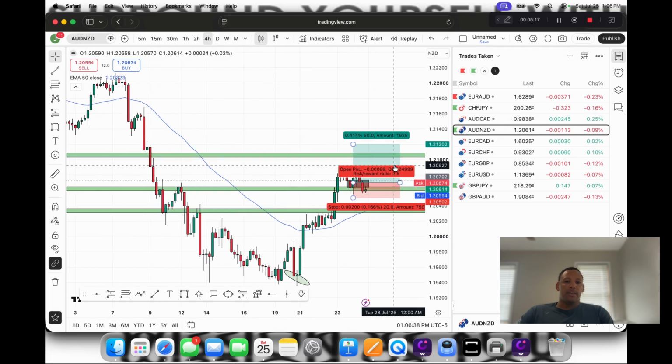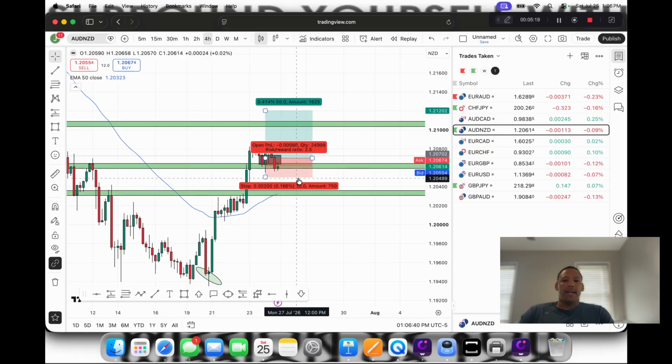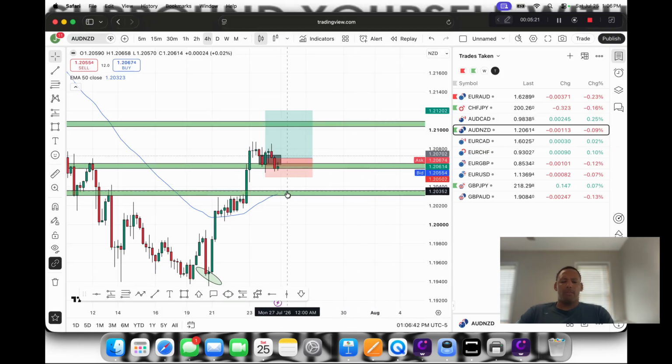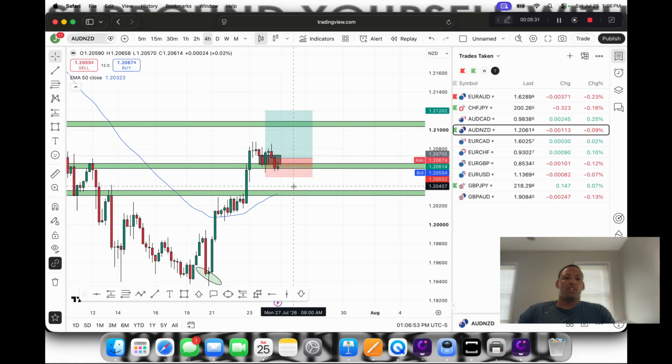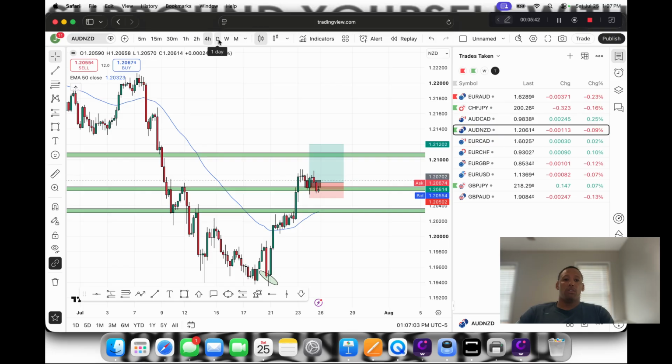AUD NZD. Now this one, I got in on Thursday night, Friday, whichever one. This one I would still be holding, but I know that I wasn't in enough profit to hold over the weekend to allow for the spread. So I was going to get stopped out by the spread either way. So I just closed it right here, and then I'll look to re-enter. So I just took a small loss. But I'm still bullish on this trade, which is, let me change that to red. I'm still bullish on this trade.